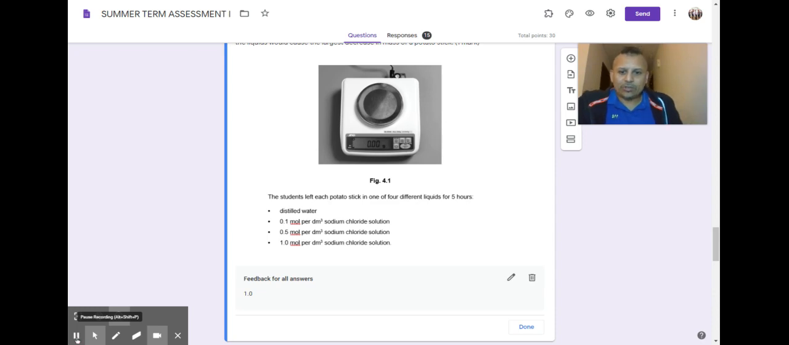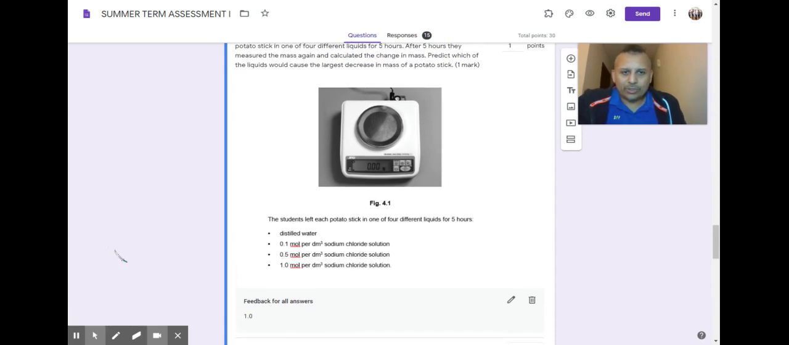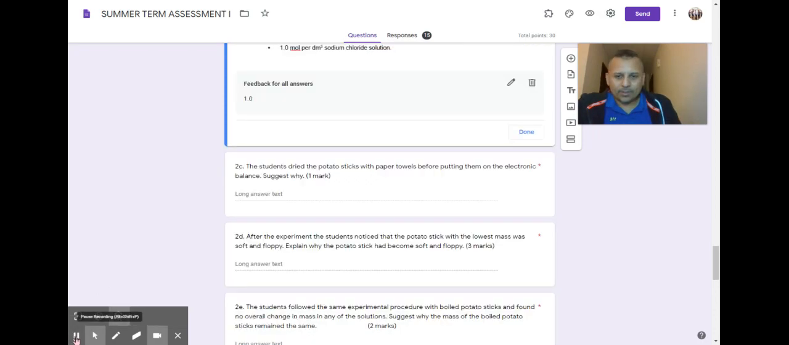For potato sticks left in different concentrations, the prediction we should make is which of the liquids would cause the largest decrease in mass of a potato stick. If you think about it, the one which is most concentrated in solute on the outside, the 1 mole per decimeter cubed sodium chloride solution, would have the largest amount of water being lost from the cells in the potato sticks. The students had to dry them to remove the water from the outside, so that water did not add to the masses before they placed them on the electronic balance. This was an experiment that we did in class.